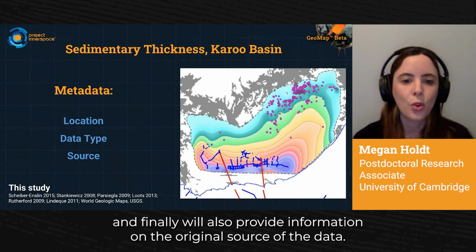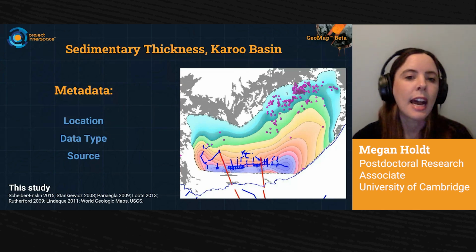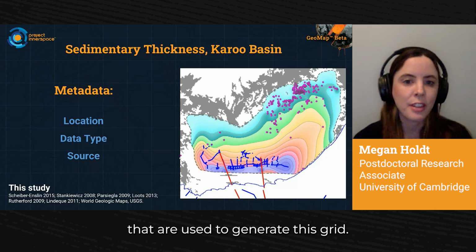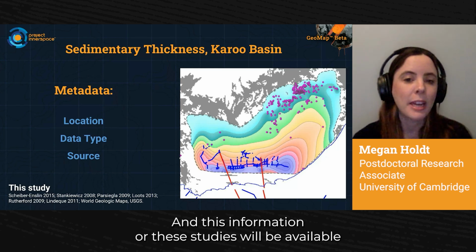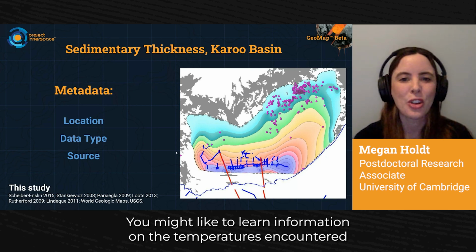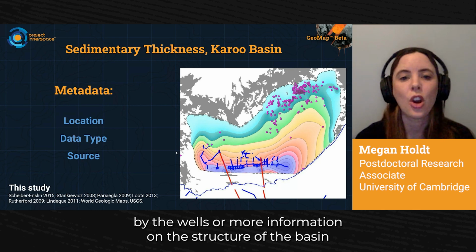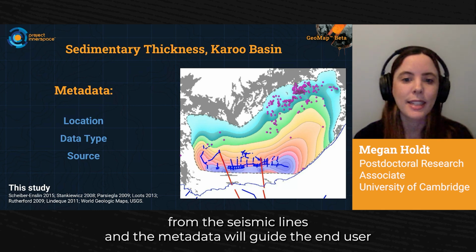And finally, we'll also provide information on the original source of the data. So in the case of the Karoo, there were about 6 different studies that I used to generate this grid, and this information or these studies will be available. So you can dive into these studies. You might like to learn information on the temperatures encountered by the wells, or more information on the structure of the basin from the seismic lines, and the metadata will guide the end user to more information.